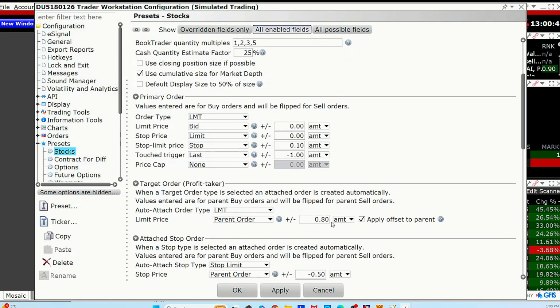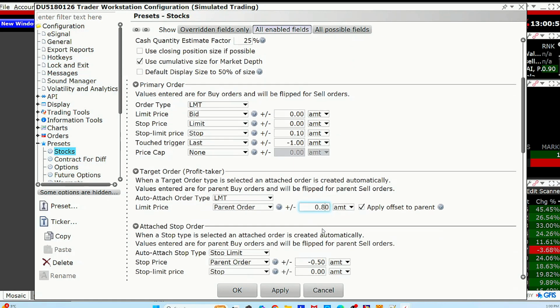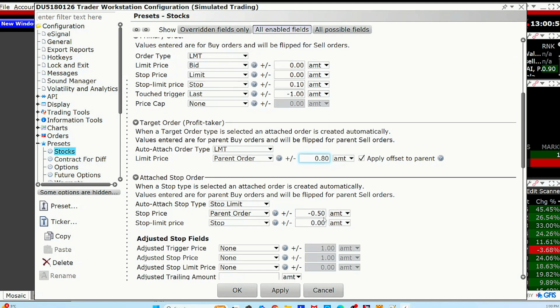Then you take a profit when you make at least 80 cents on the price you bought it for. So anything you bought, you're okay to make 80 cents profit on. And if the price drops more than 50 cents, you will take a loss and hit your stop loss.